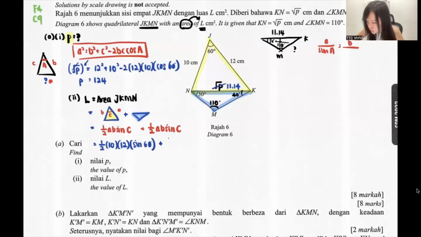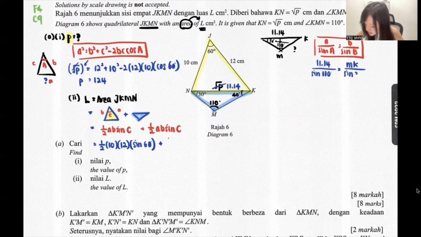So a over sine A equals b over sine B. Now, this sine rule uses 2 opposites, okay? So a is 11.14, and its opposite is 110 degrees. Another one is MK, and its opposite is sine 30 degrees. So now finding MK is not a dream. Move up: times 11.14 divided by sine 110 times sine 30. So are you guys getting the answer? 11.14 divided by sine 110 times sine 30, I guess getting 5.927. Okay, 2 decimal places or 4 significant figures, whichever is more detailed. So yep, 5.927.